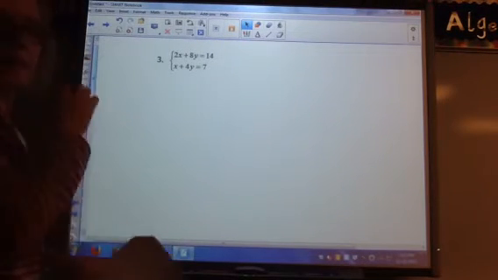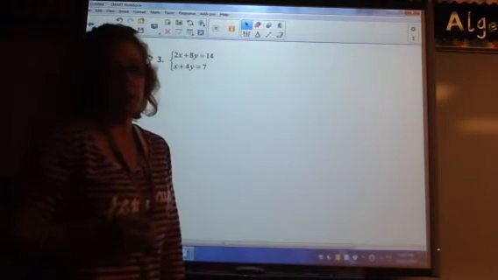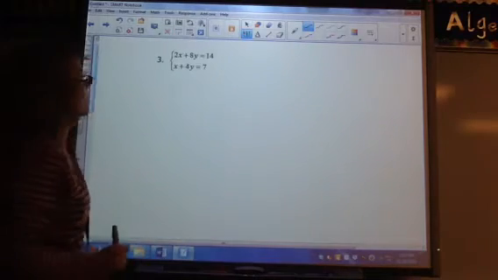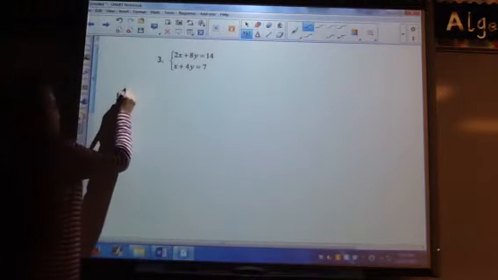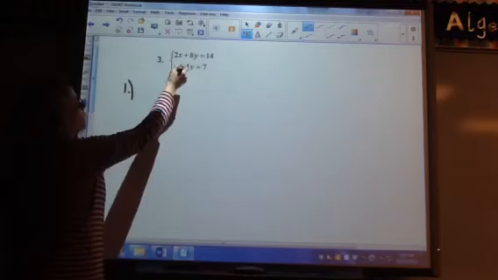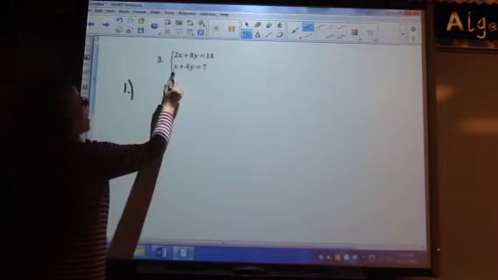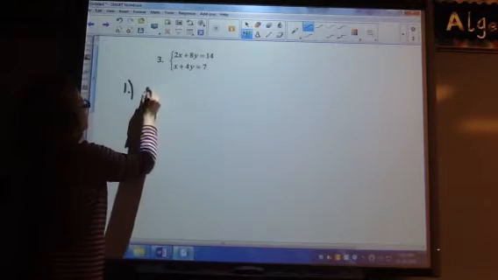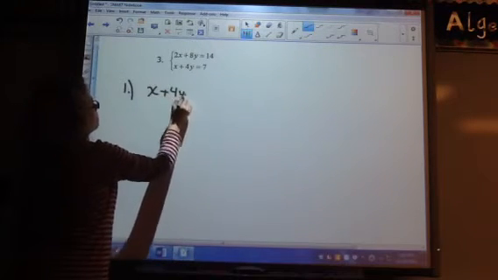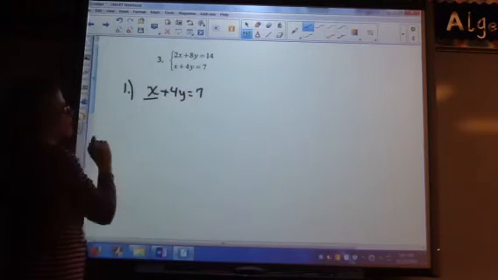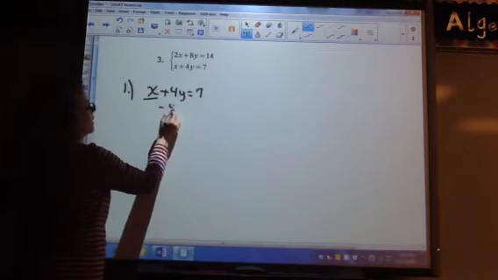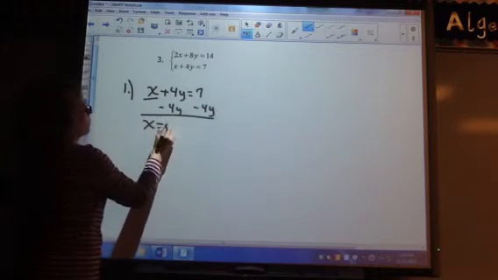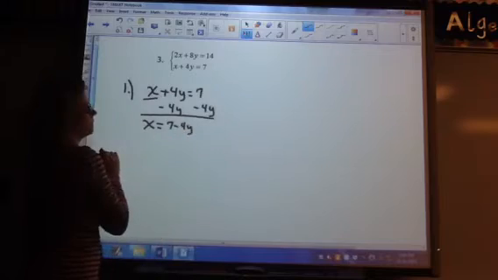Alright guys, this is the second part of Unit 5, Section 2, and this is solving systems by substitution. Okay, so first step, we need to pick one of our equations and solve for one of our variables. I'm going to pick the second equation because x has a coefficient of 1 in front of it. So to isolate my variable x, I need to subtract 4y from both sides. So x equals 7 minus 4y.